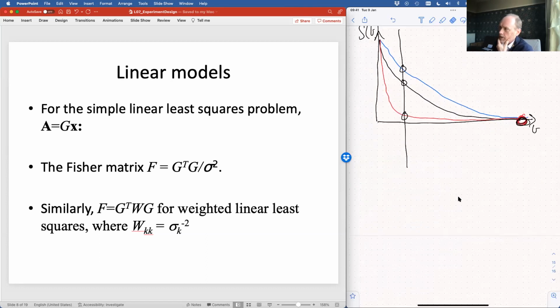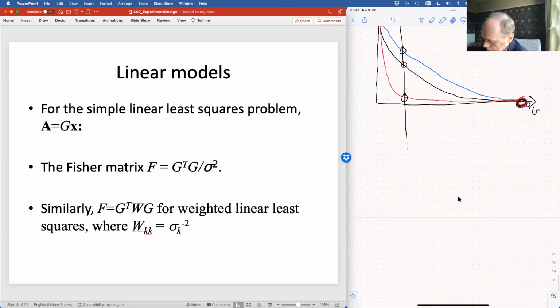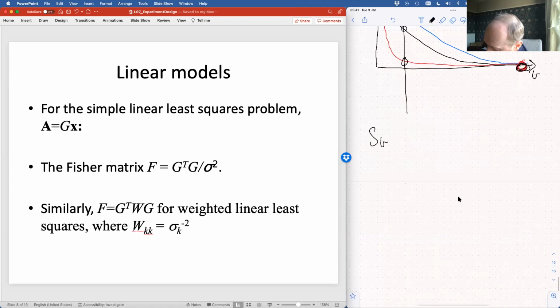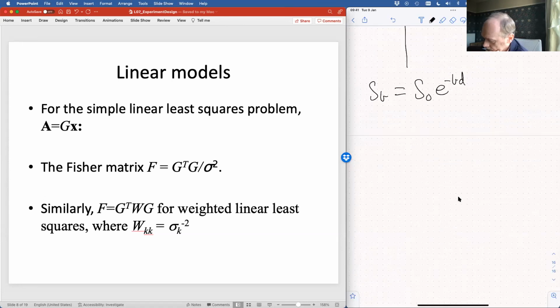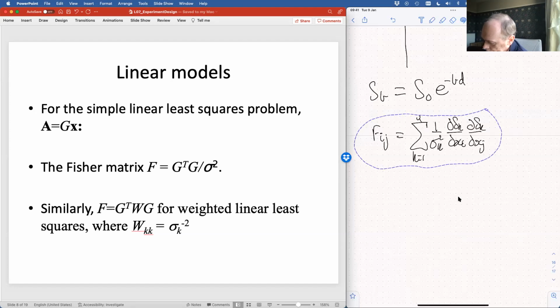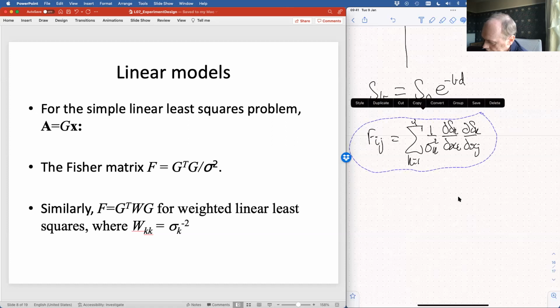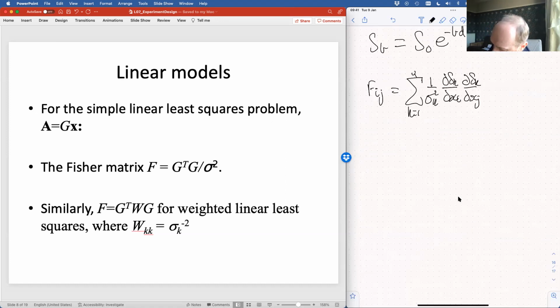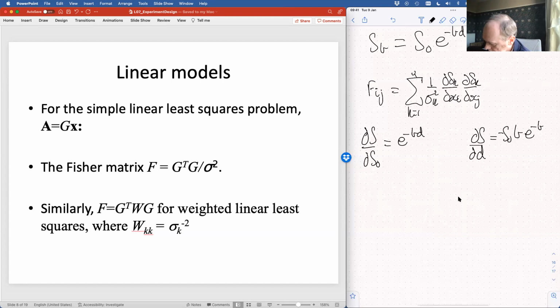Let's think instead about this problem properly and treat this model as a nonlinear model, which it properly is, and there we can more reasonably make an assumption of Gaussian noise. Okay, so our model, let me just write it again. S(b) is S0 e to the minus bD. So of course we're going to need derivatives of this model to compute these elements of the Fisher matrix here. I need derivatives of that model with respect to each of the unknown parameters, that's S0 and D. So let's write those out. dS by dS0 is then simply e to the minus bD, and dS by dD is what? Minus S0 b e to the minus bD.